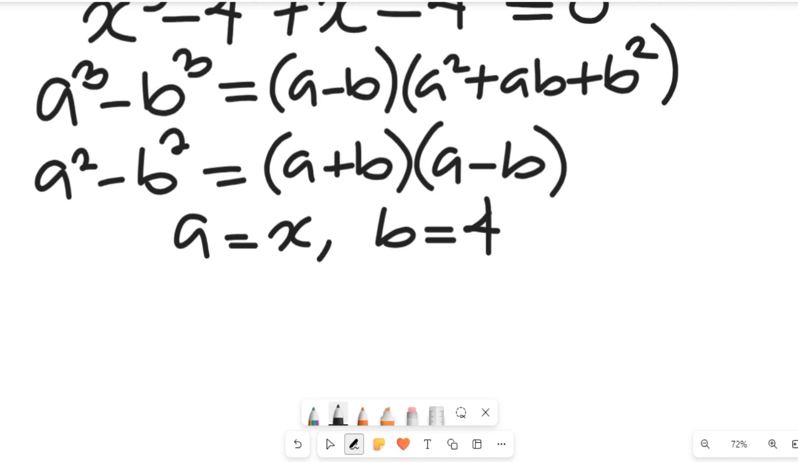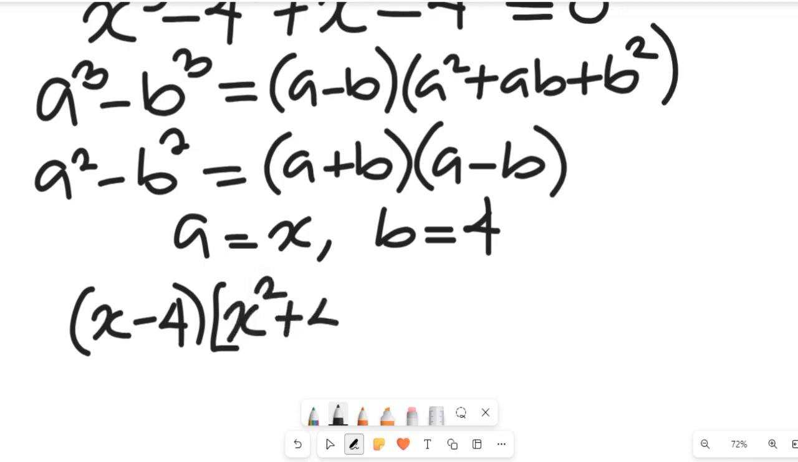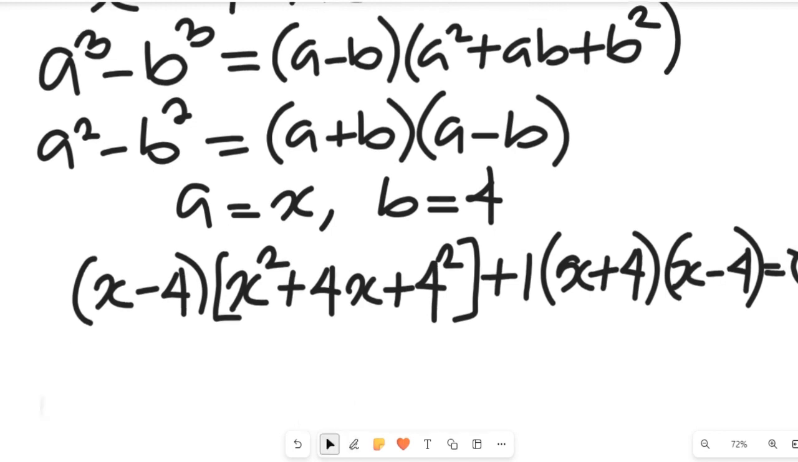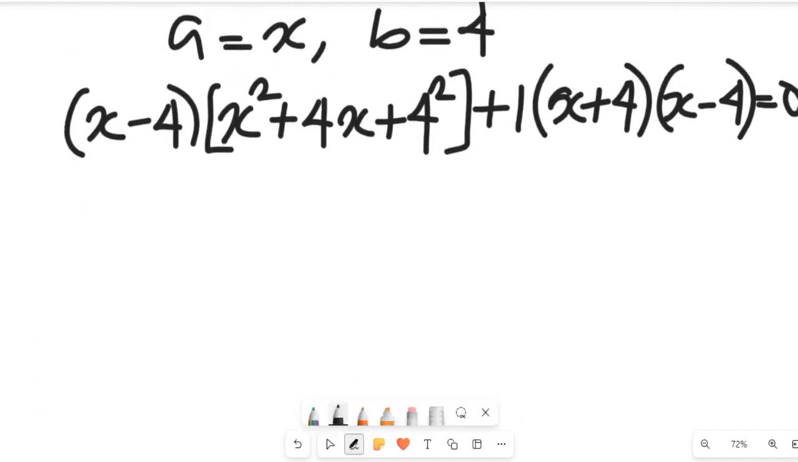If we do that, for the first one, x to the power of 3 minus 4 to the power of 3, we are going to have x minus 4, and then we'll have the other expression, x squared plus 4 times x plus 4 square, and this will be plus 1 multiplied by x plus 4, and then we'll have x minus 4, and this will be equal to 0. Great.